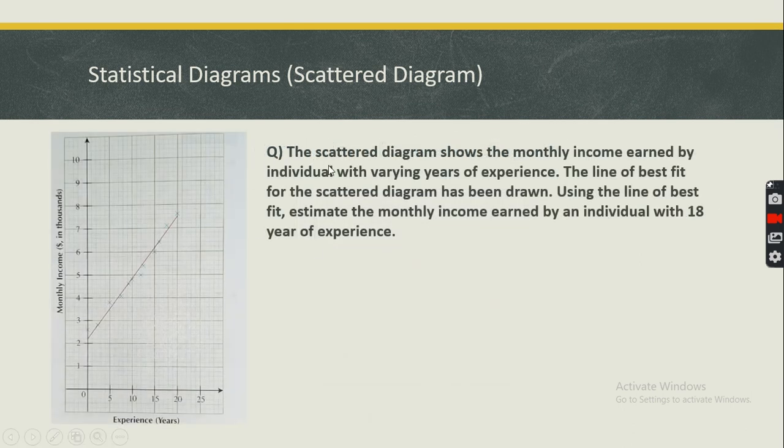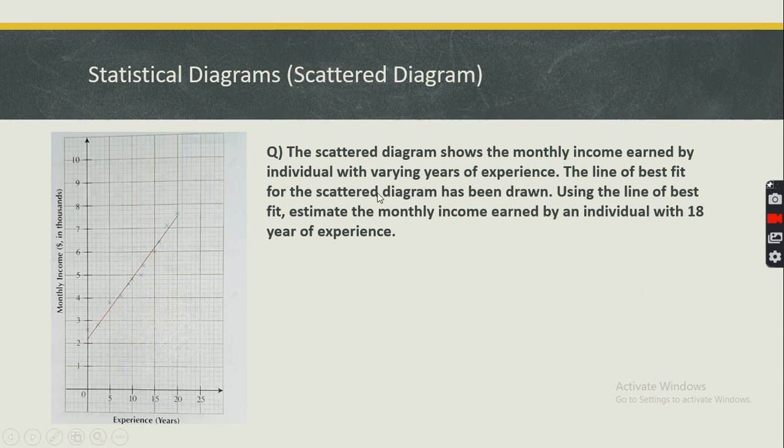I have the scatter diagram, and the line of best fit is already drawn for me. It has monthly income in thousands of dollars, so this is $1,000, $2,000, $3,000, and so on, and these are the years of experience. When I read the description, I will know it better: the scatter diagram shows the monthly income earned by an individual with varying years of experience. So this graph is showing that if a person has 5 years of experience, he must be earning such thousands of dollars as salary. This is plotted as experience against monthly income.